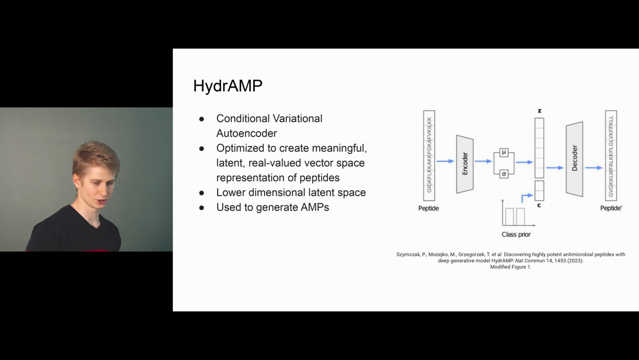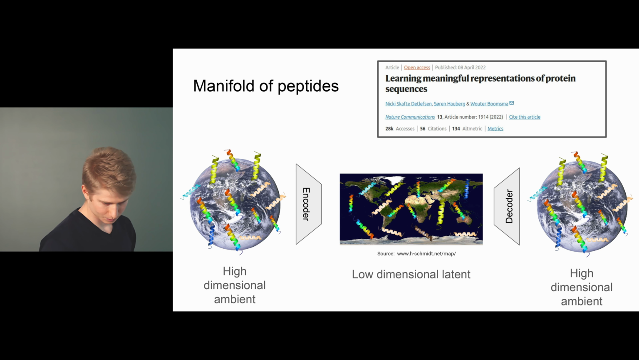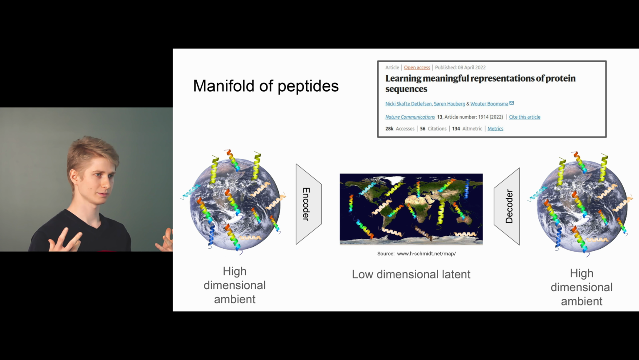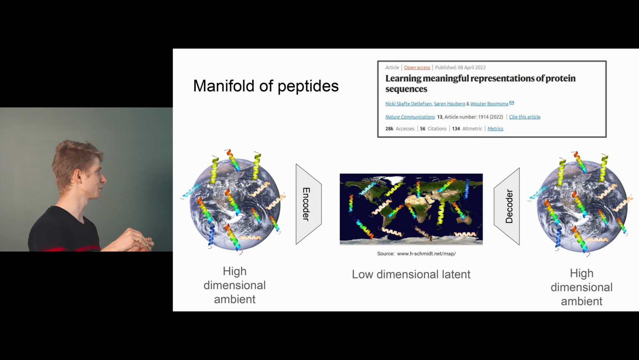There is research on this topic, and HydrAMP is a model that is trained exactly to generate AMPs. It is a conditional variational autoencoder, which is optimized to create a meaningful latent, real-valued vector space, which is just representations of peptides. And we want to think about this autoencoder as the creation of a map.